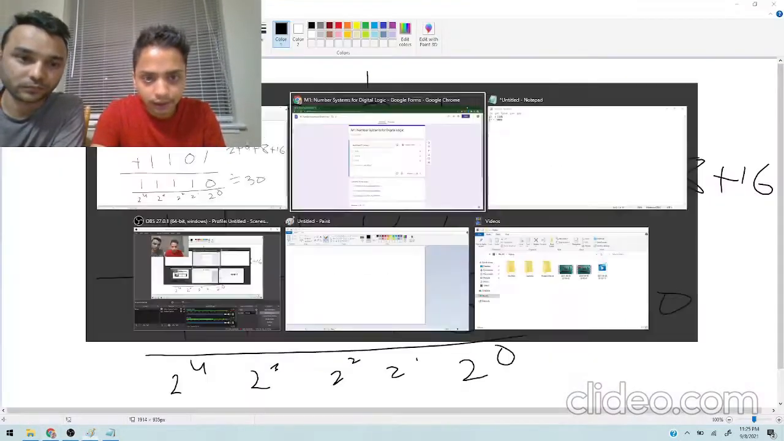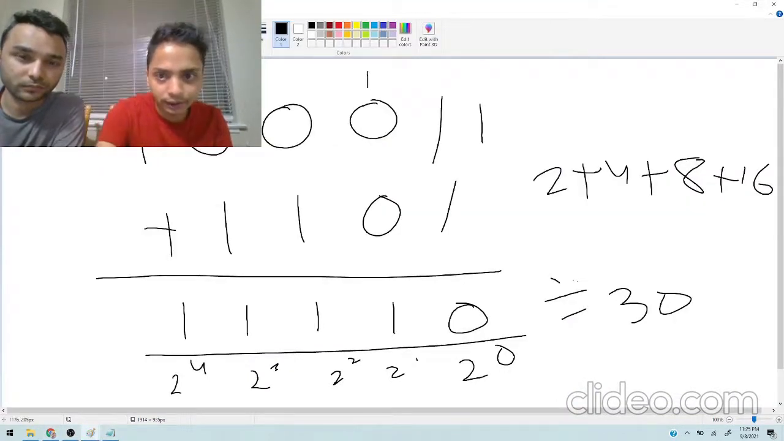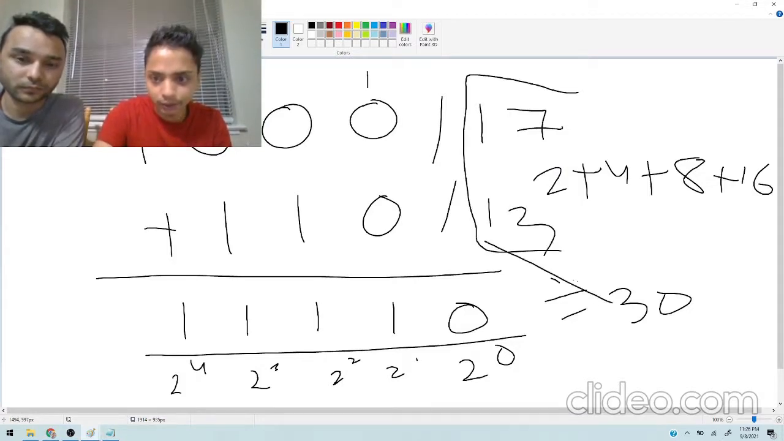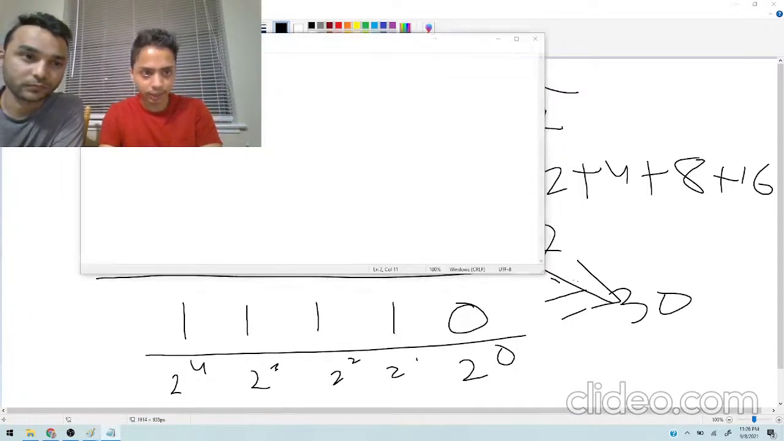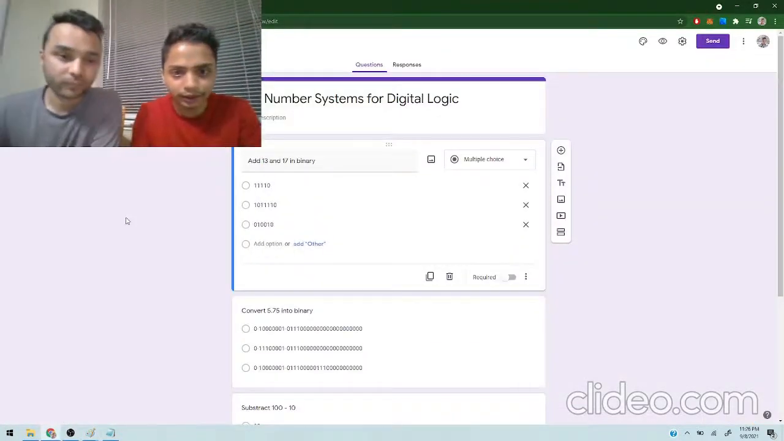Going back to the previous numbers, this is 17 and this is 13, and added they would be 30. So this is how you do a binary addition. And for the next question, I have Pradeep over here, so you can go ahead.